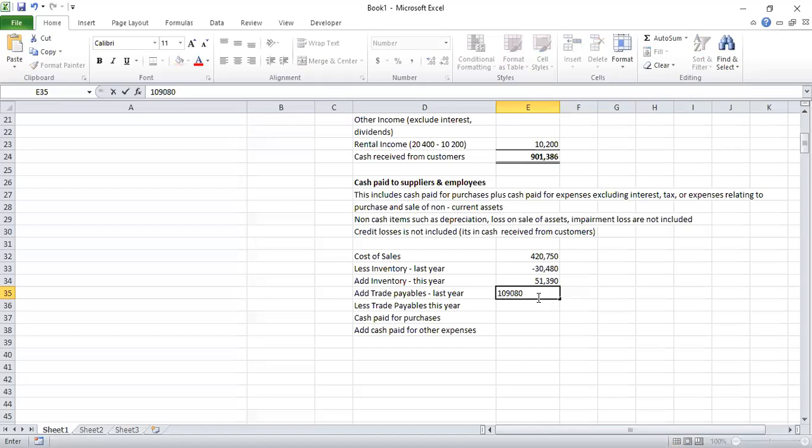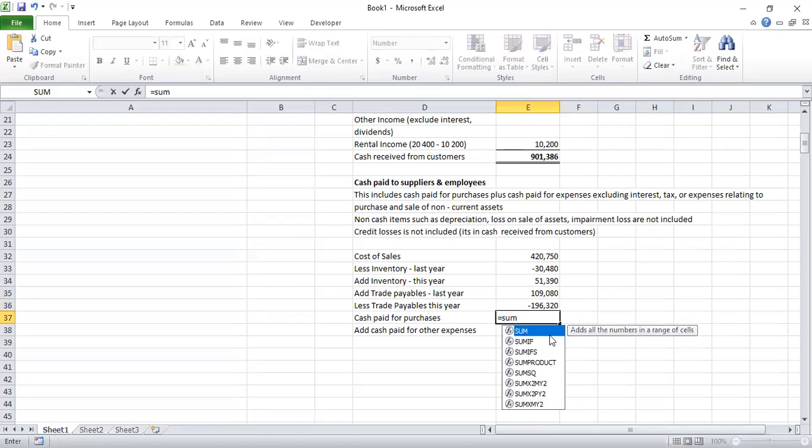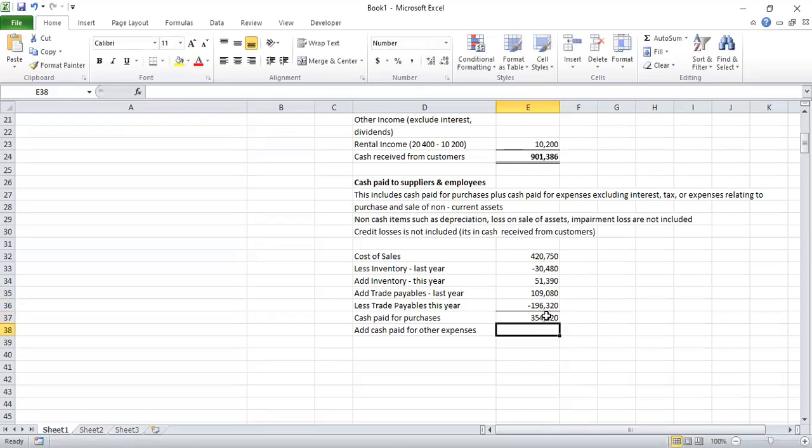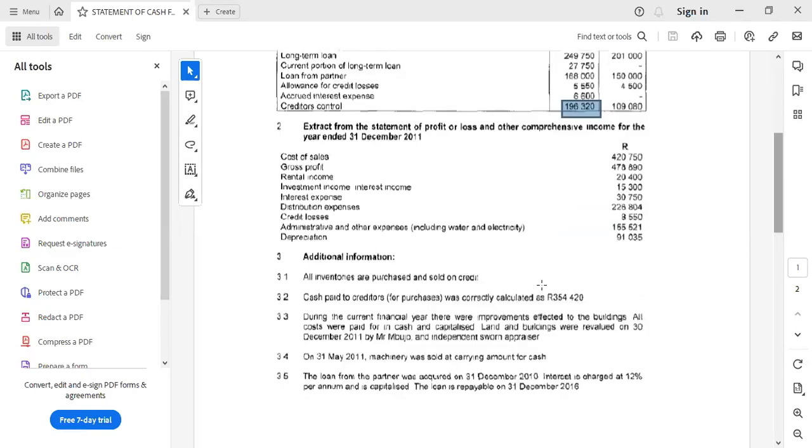So I would say add 109,080. Then subtract 196,320. Right. This will give us the cash paid for purchases, $354,420. So that's how this $354,420 was calculated. This one here. Yeah, they just gave it to you. So if you're in an exam and they give it to you like this in a test, you don't have to calculate. It's already given. But I wanted to show you in case you are not given, then you know how to calculate it.